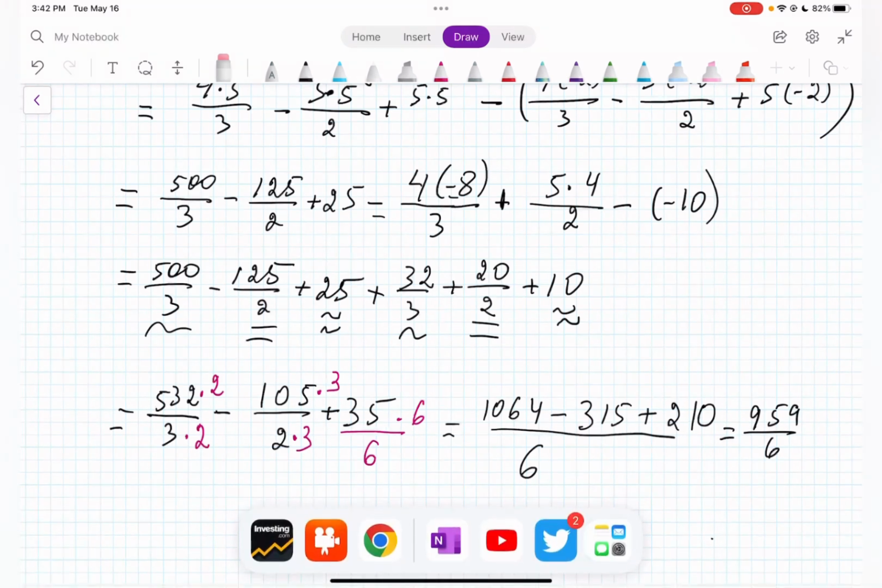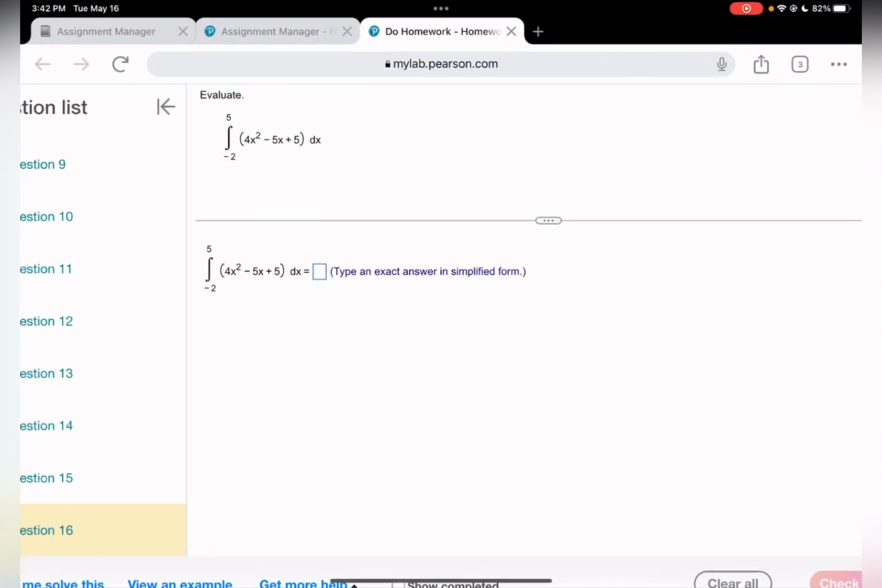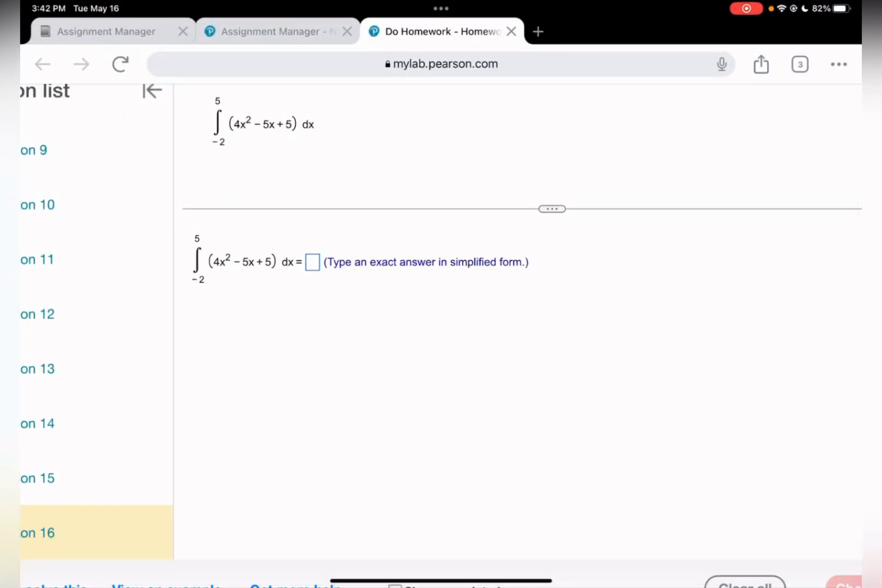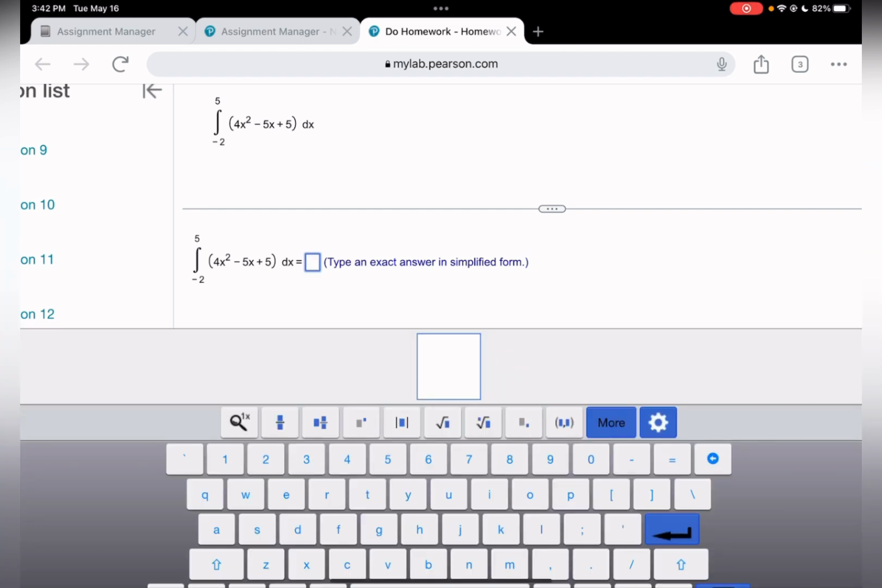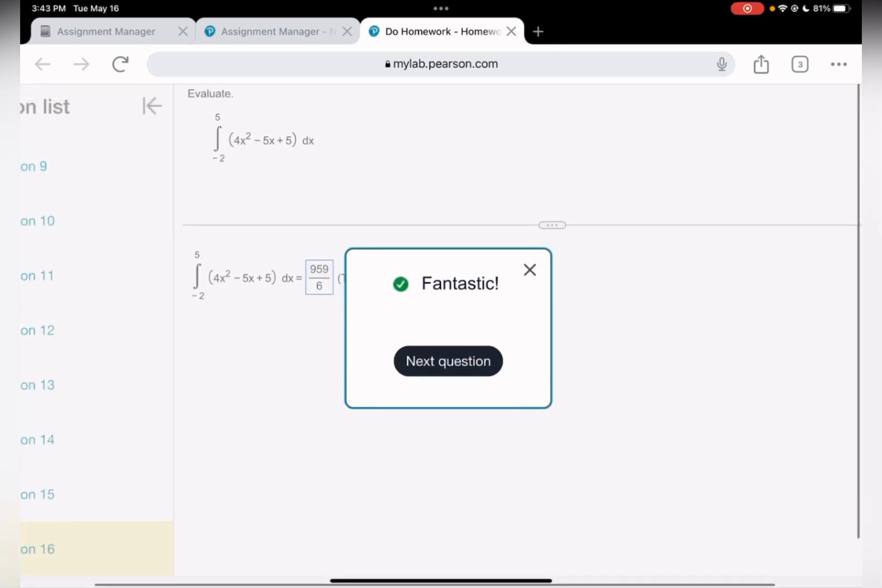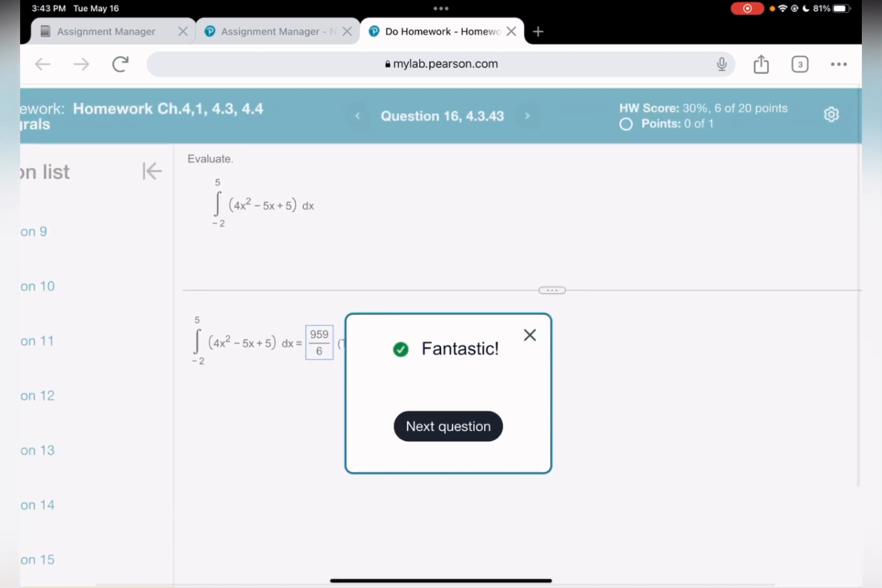Let's go ahead. 959 over 6. We are getting fantastic work done.